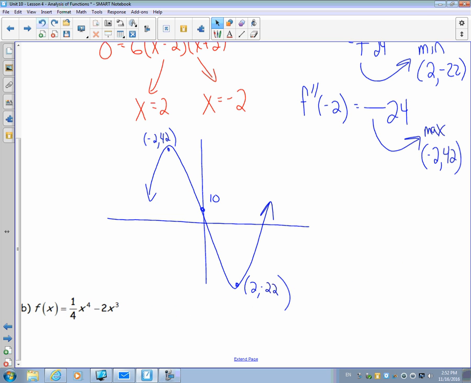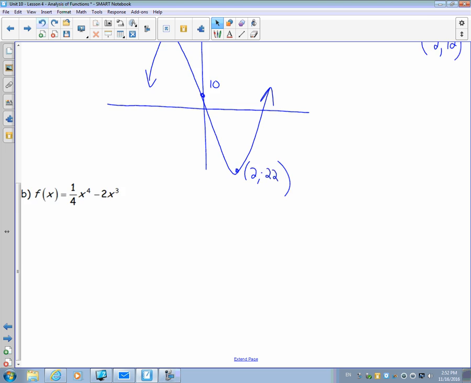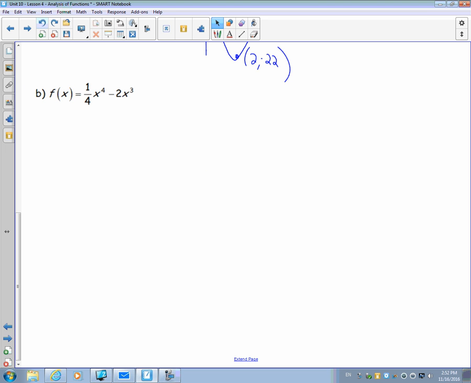Okay, you guys can try B. Same ideas. Use your first and second derivatives to figure out your mins and maxes. And then from there, make yourself a rough sketch.